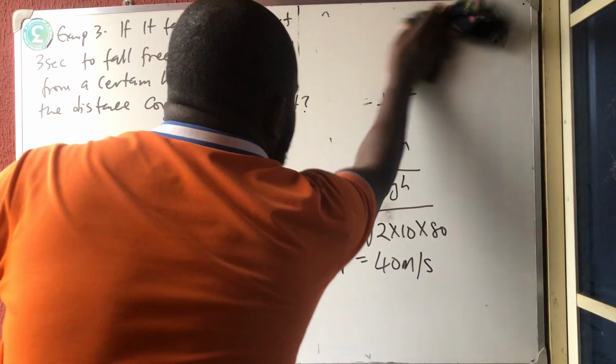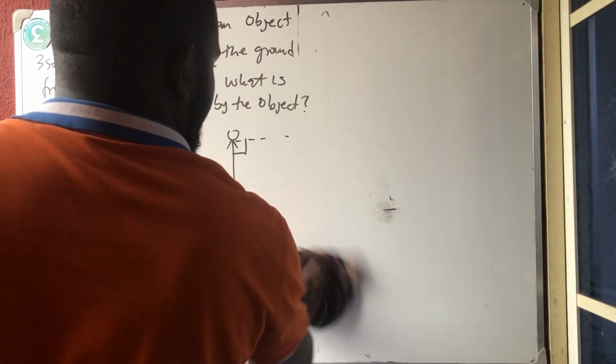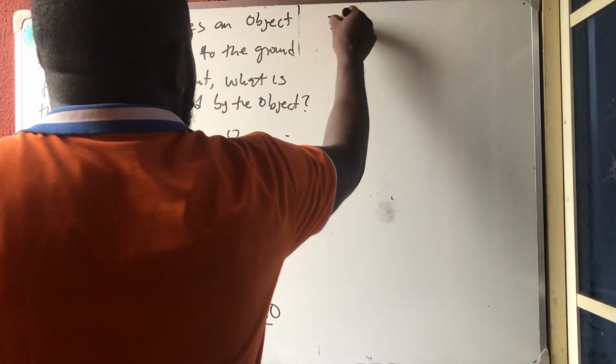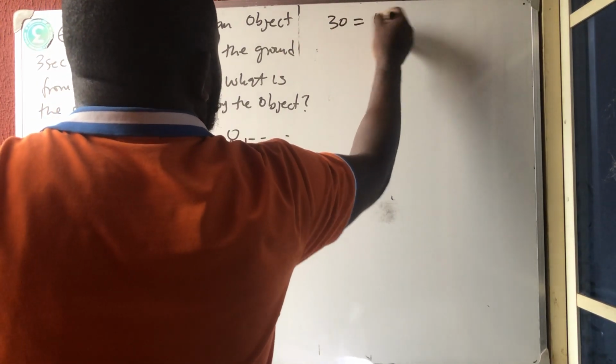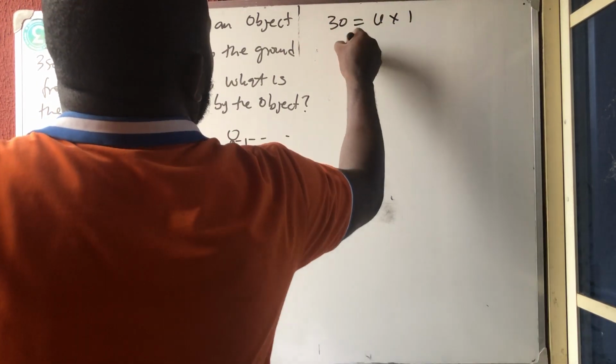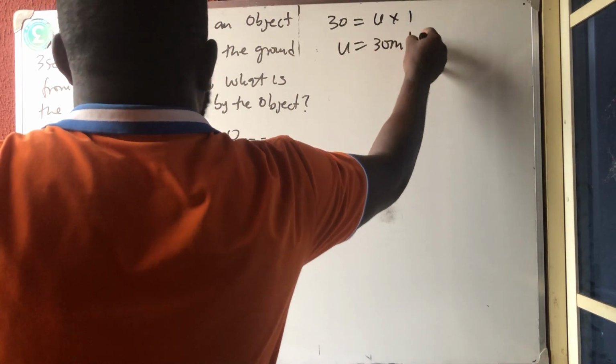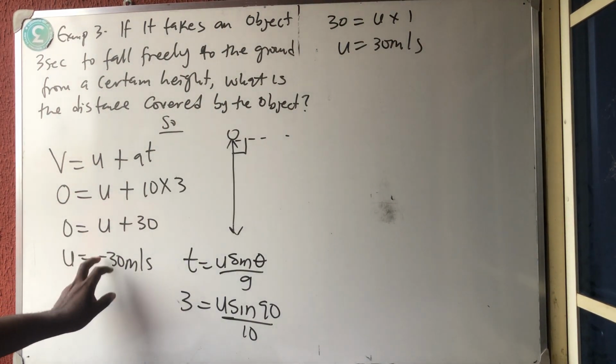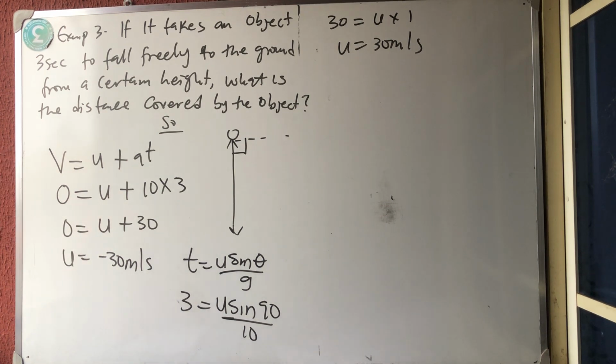Cross multiply, that 30 is equal to u sine 90, which is 1, u times 1. So u is equal to 30 meter per second. Okay, I got 30 meter per second, but getting minus is where the problem is.